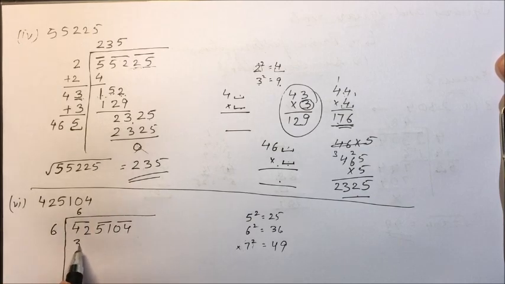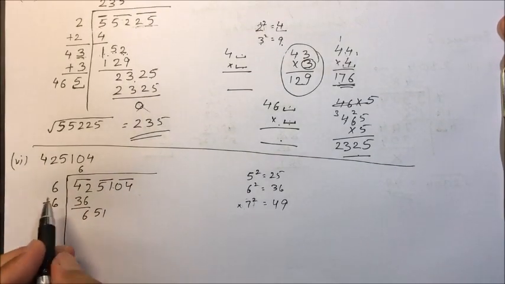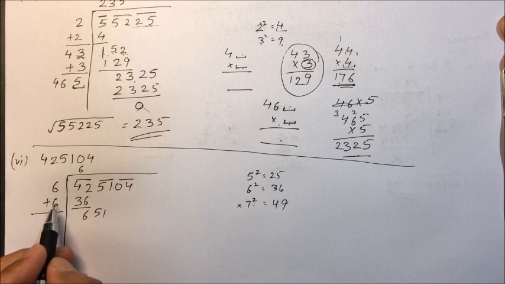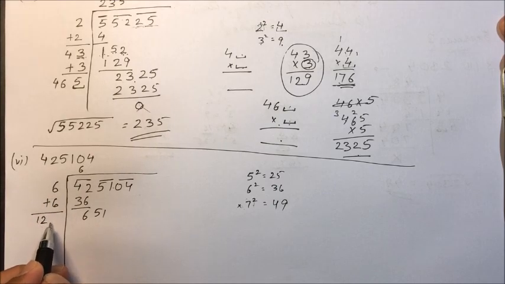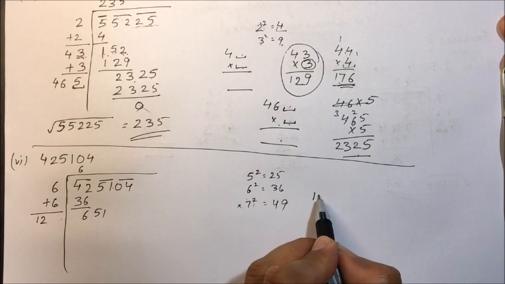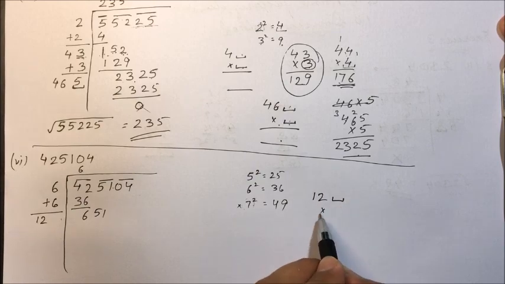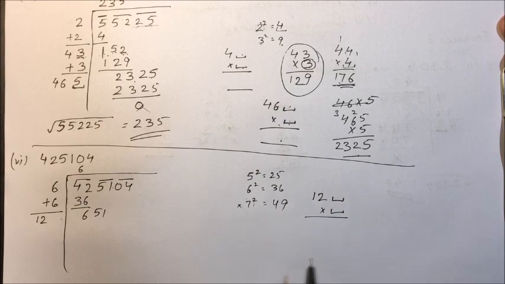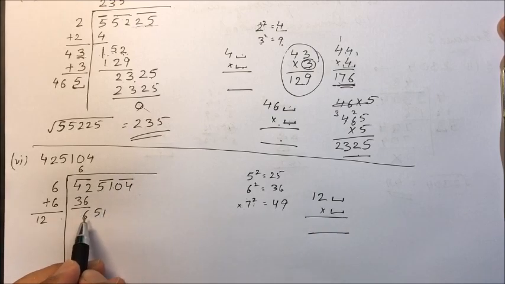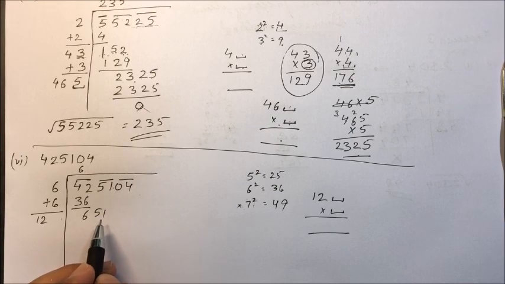6 squared is 36. Now the remainder will be 6. Bring down the pair 51. The whole pair will be written here, 651. Now add 6, the same number, we have to add. It will be 12, and here we have to find the digit. The digit we find here, multiplied with the same number, and whatever product comes, should not exceed 651.